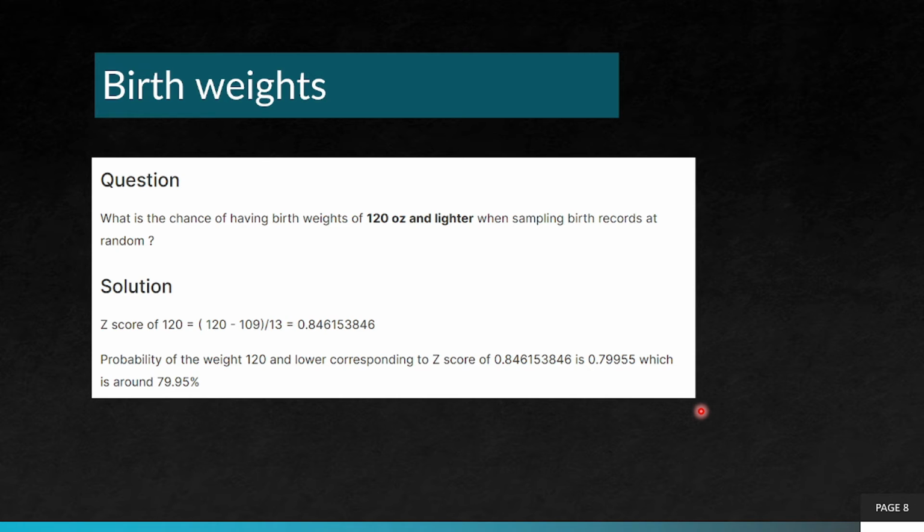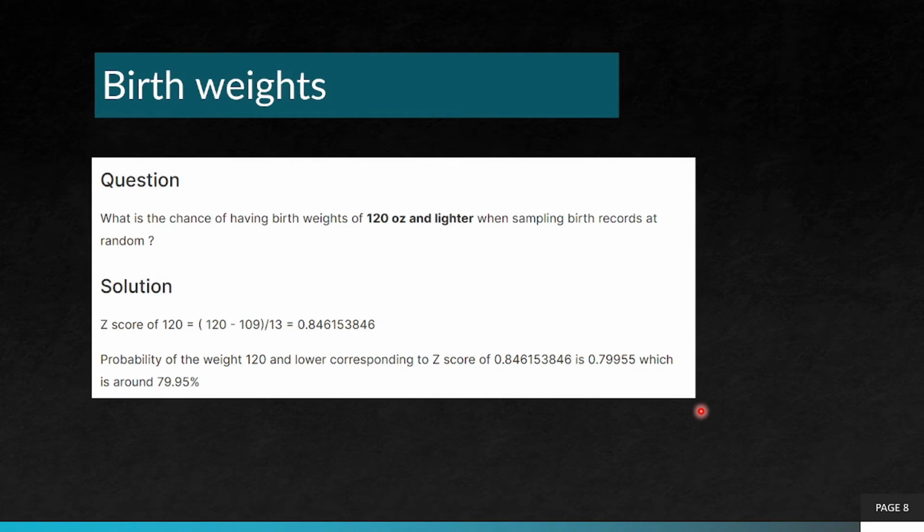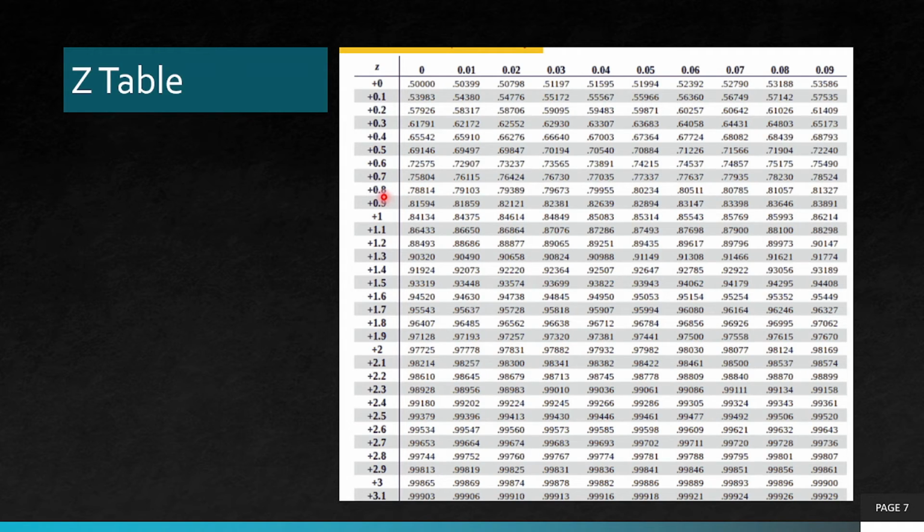The probability of the weight 120 and lower, corresponding to the z-score of 0.846153846, is 0.79955, which is around 79.95%. How do we get it? So it is 0.846, so 0.84. If I go to 0.8 and go here, it is 0.79955.